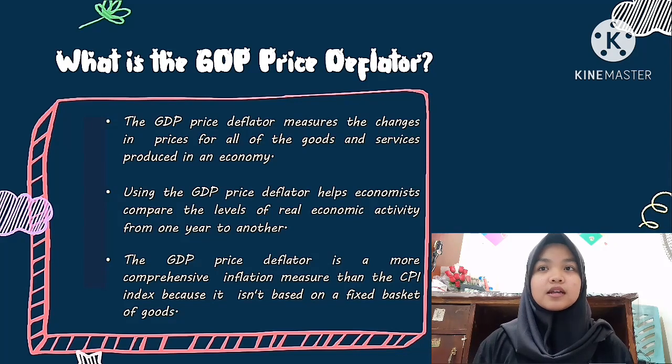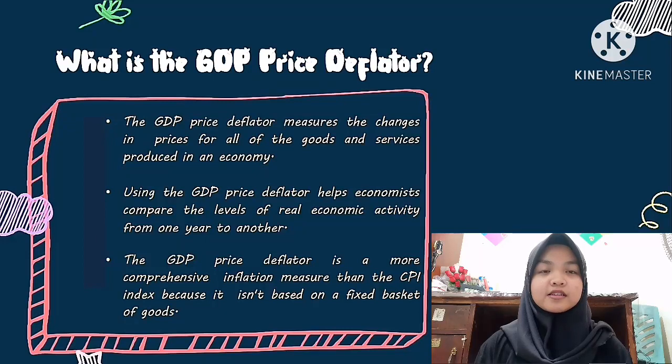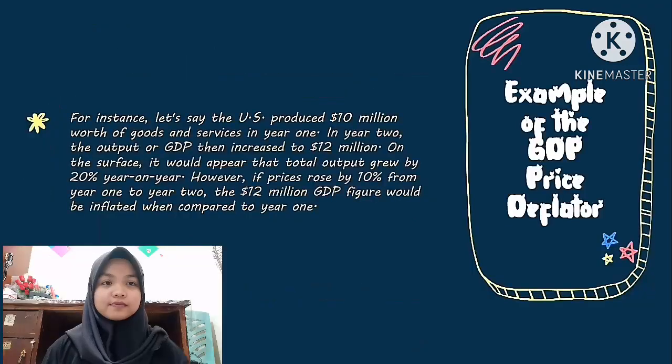Simply put, the GDP price deflator shows how much a change in GDP relies on change in the price level. It expresses the extent of price level change or inflation within the economy by tracking the price paid by business, the government, and consumers. Okay, this is an example of the GDP price deflator.